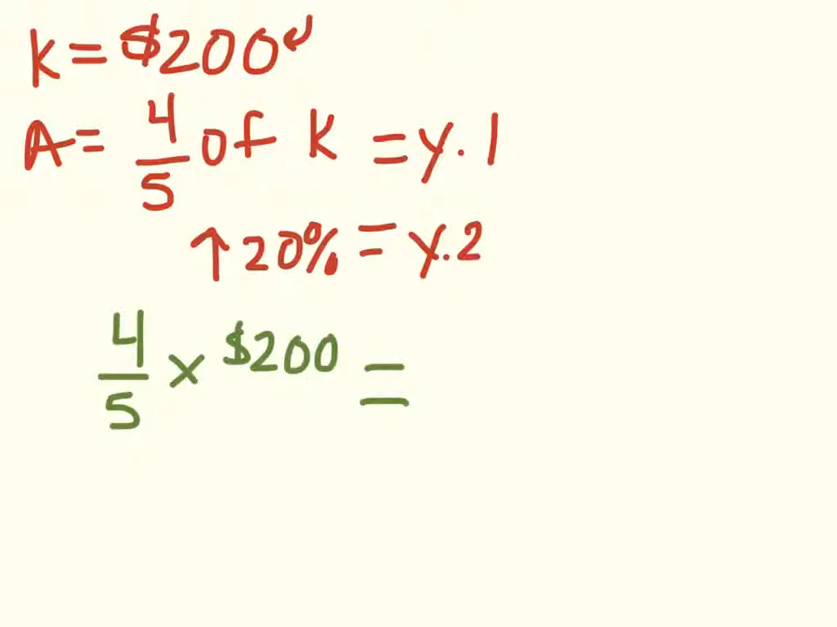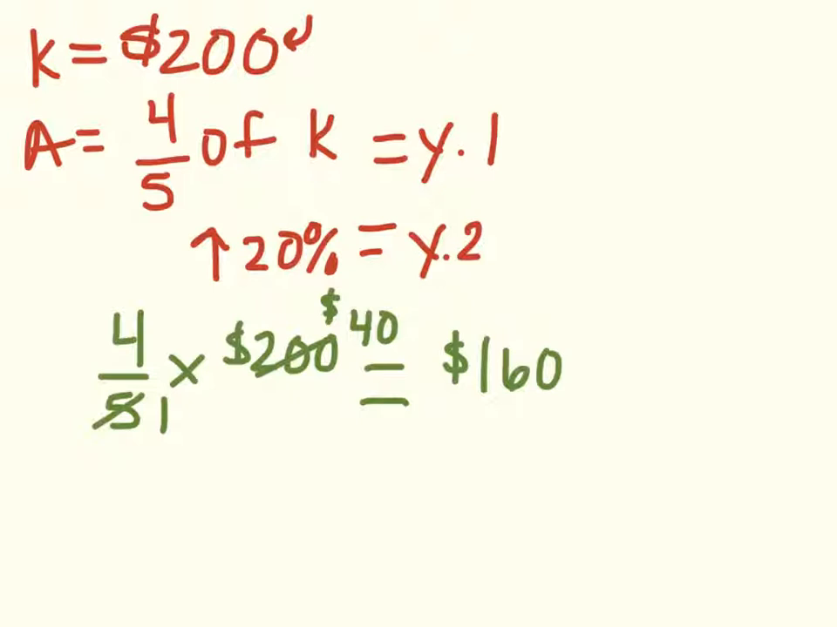So let's go ahead and calculate this out. Let's see, we can cross reduce 5 and 200, right? They're each divisible by 5. This can become 1, and this can become 40, giving us an answer of, let's see, 4 times 40 would be $160. So Andrew's savings in year 1 is $160.